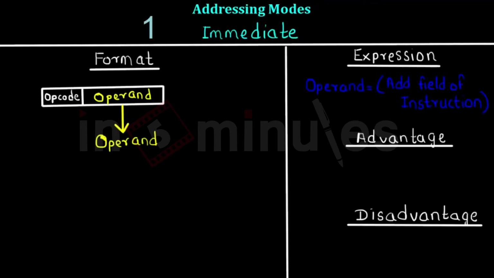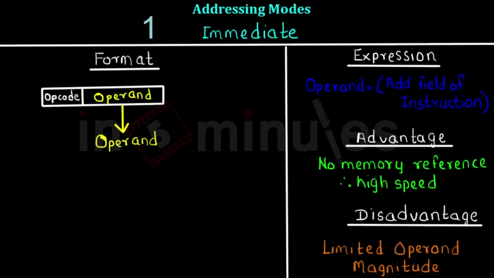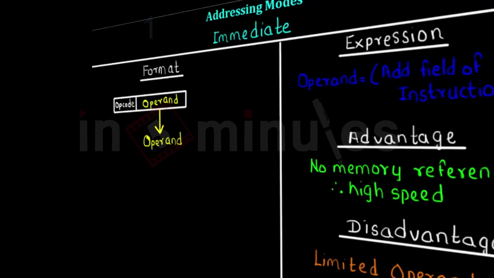The expression can be given as: the operand is nothing but the address or the operand field of the instruction. The advantage of this system is there is no memory reference required. The information is directly given in the instruction, so very high speed operation. And the disadvantage is the operand magnitude is limited by the number of bits available in the operand field.